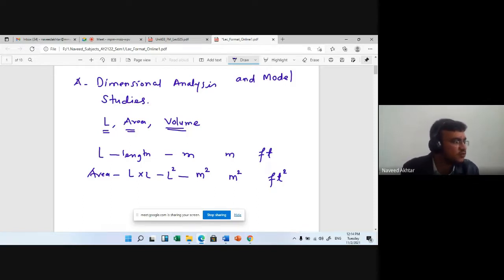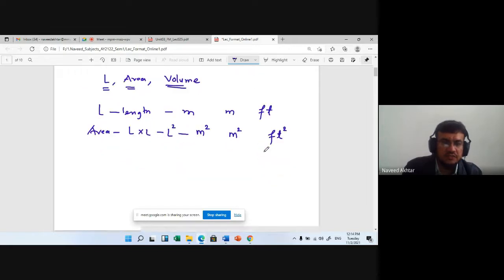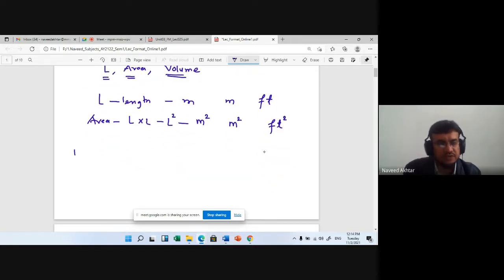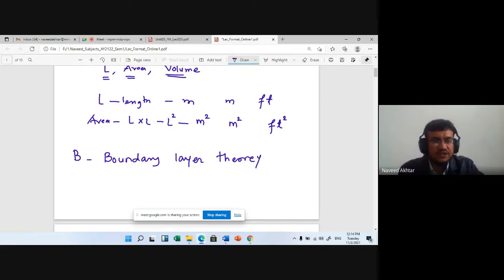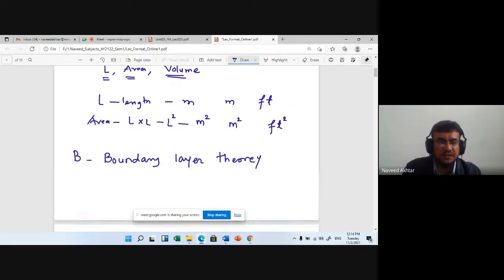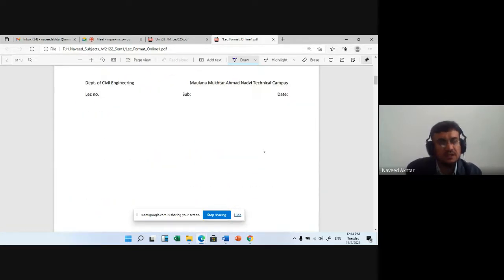The B part of this unit number 3 is the boundary layer theory. For the A part, that is dimensional analysis, first we will see the dimensional analysis.